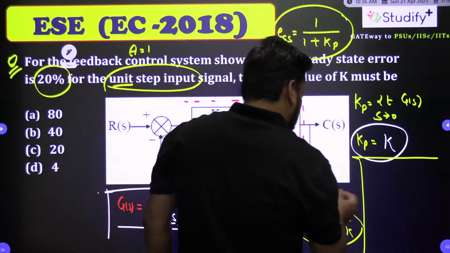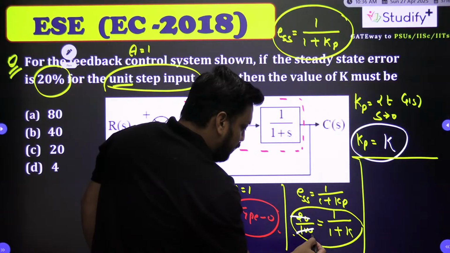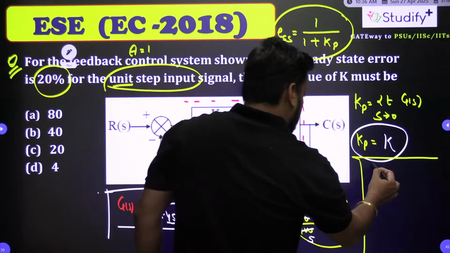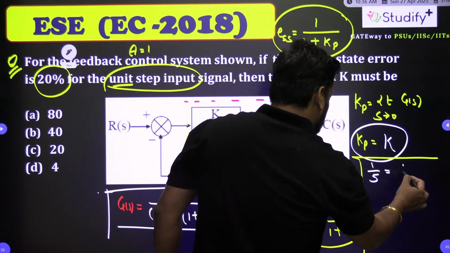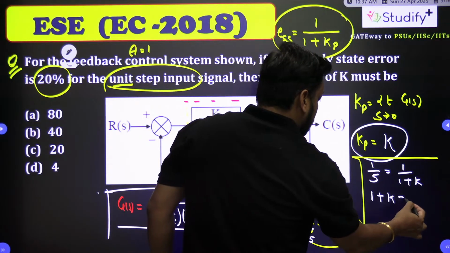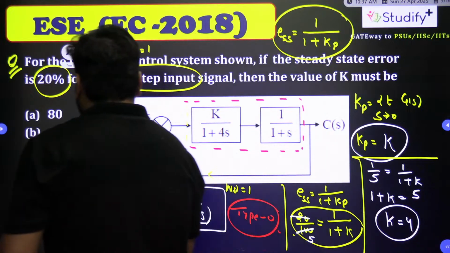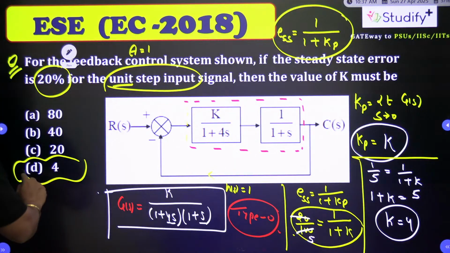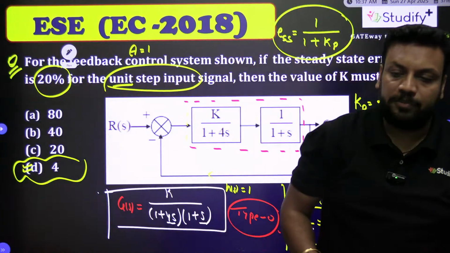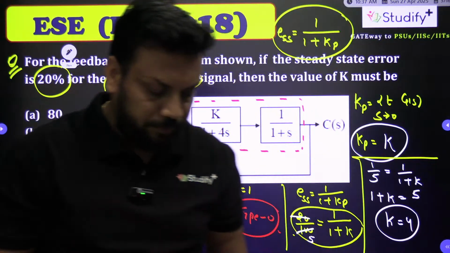So when you multiply inside the bracket, you can cancel this 20 to 100. It is 1 by 5 only. So you will get 1 by 5 is equal to 1 upon 1 plus K. Do cross multiplication. So 1 plus K equal to 5 only. So K equal to 4 only. So the correct answer for this question is nothing but option D. I hope this is fine. This is crystal clear.